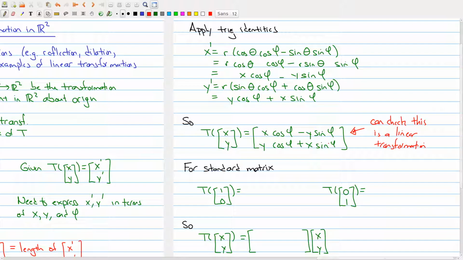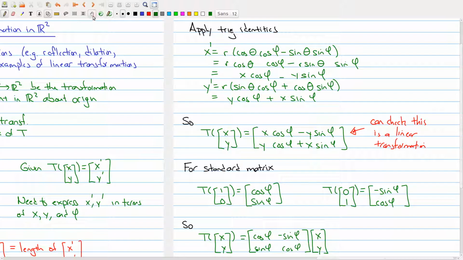So now if you assume that this is a linear transformation, we can figure out what the standard matrix is. For a standard matrix, you first have to plug in each of the standard basis elements. So when I plug 1, 0 into this expression, I get cos phi, and downstairs I get sine phi. And when I plug in 0, 1, I get minus sine phi and cos phi. So those are going to be the columns of my matrix. So I get cos phi, sine phi, and here I'll have minus sine phi and cos phi.